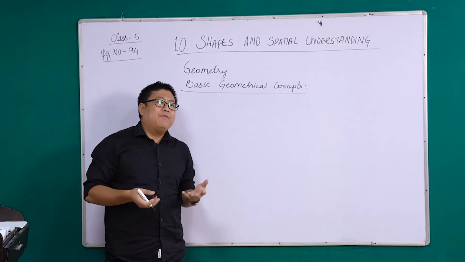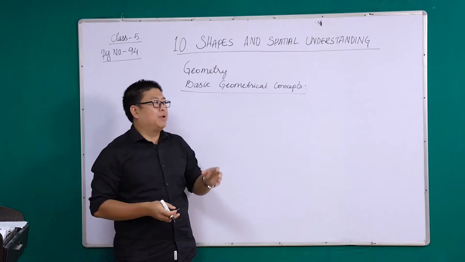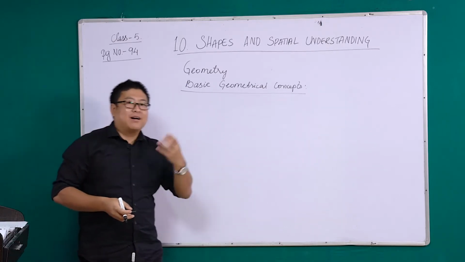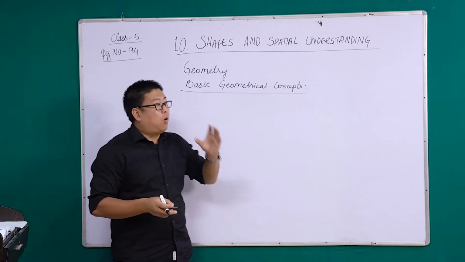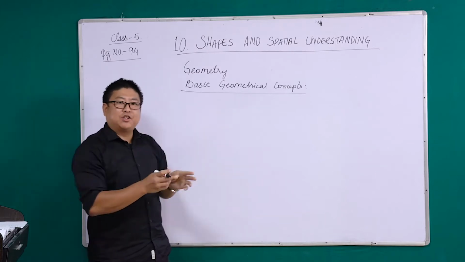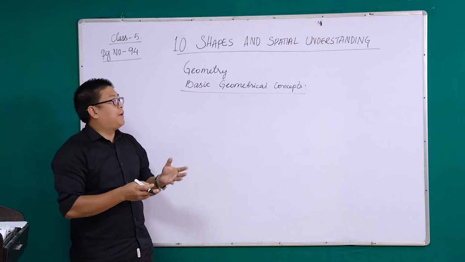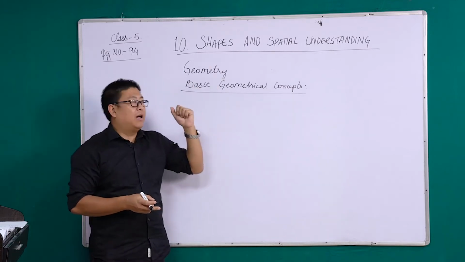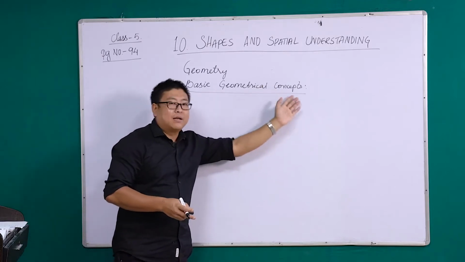Now in our everyday life, we see so many different things. For example, you take a cup, you see a car, you see your mobile phone, so many things. Now all of these have shapes. They may be a single shape, they may be a combination of different shapes. Now all these shapes come under geometry. Now to begin with, we will start with basic geometrical concepts.